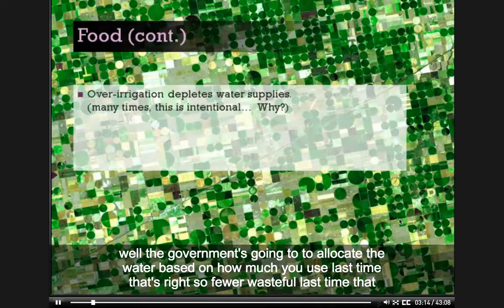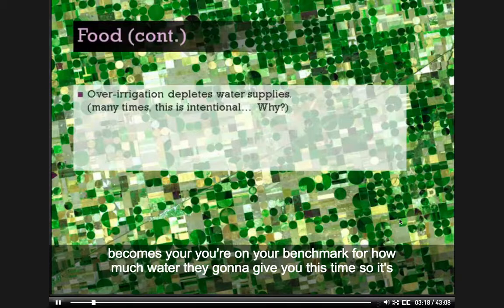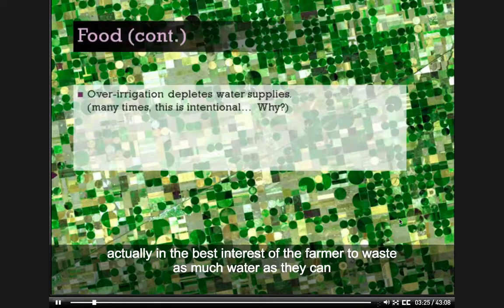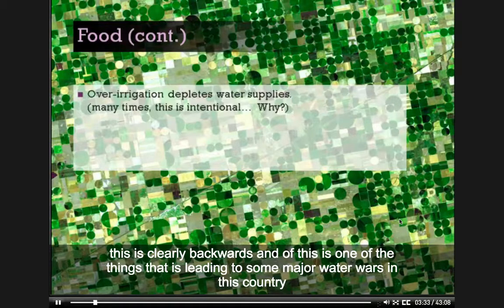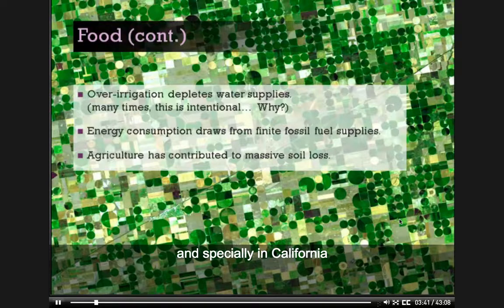That's right. So if you were wasteful last time, that becomes your benchmark for how much water they're going to give you this time. So it's actually in the best interest of the farmer to waste as much water as they can, to be guaranteed to get more water in the future. This is clearly backwards, and this is one of the things that is leading to some major water wars in this country, and especially in California.